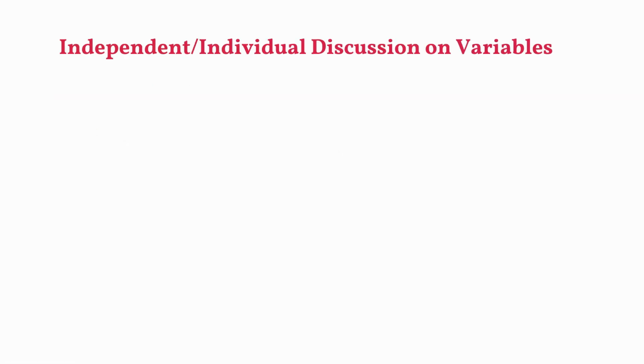Now, what do you include when you are conducting an independent, individual discussion on variables? There are a number of things that one should consider. Obviously, this list is not exhaustive. You may include or remove certain things depending on whether you are writing for a thesis or a research paper. So what is the concept of the variable? How do you define this variable? What is meant by this variable?